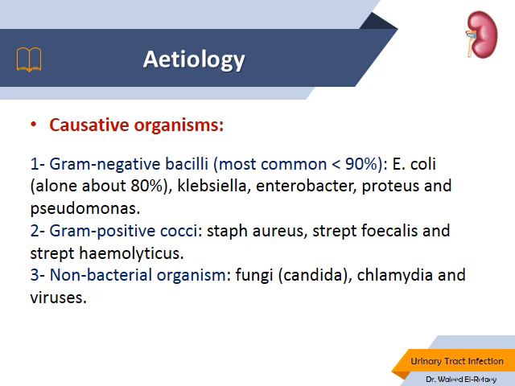The causative organisms in acute pyelonephritis include bacterial and non-bacterial microorganisms. The bacteria are mainly gram-negative bacilli, more than 90% being E. coli. Also in this group, Klebsiella, Enterobacter, Proteus, and Pseudomonas. Gram-positive cocci include Staph aureus, Streptococcus faecalis, and Streptococcus hemolyticus. Non-bacterial organisms include fungi like Candida, Chlamydia, and viruses.